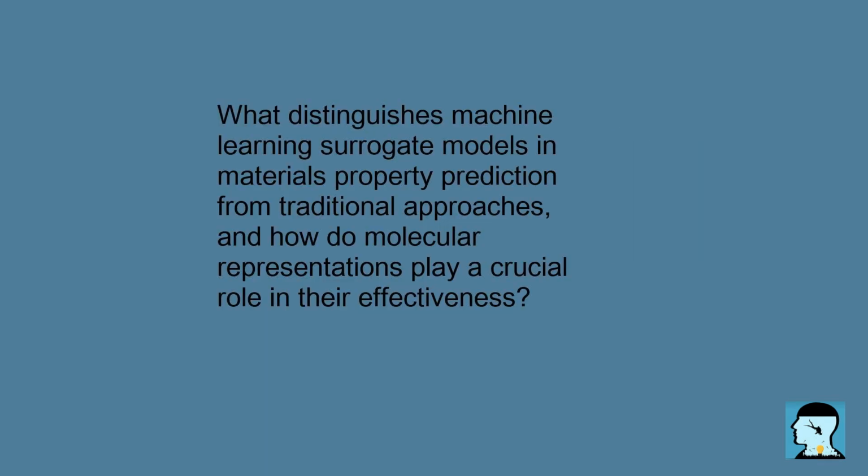What distinguishes machine learning surrogate models in materials property prediction from traditional approaches? And how do molecular residues play a crucial role in their effectiveness?